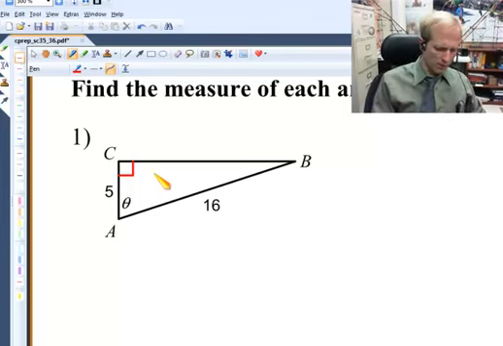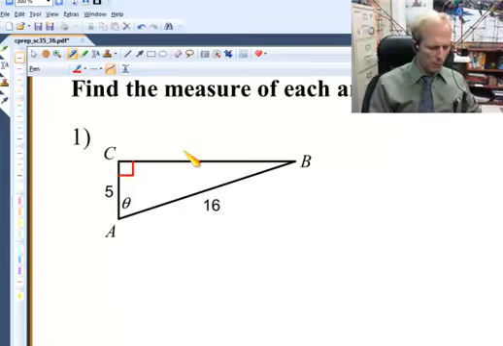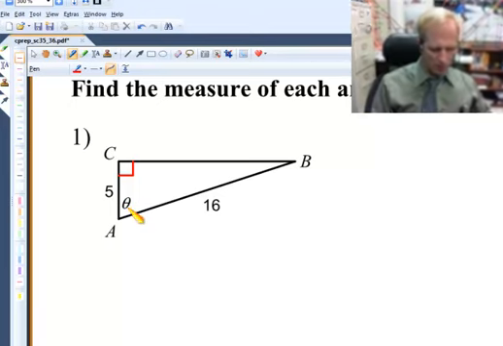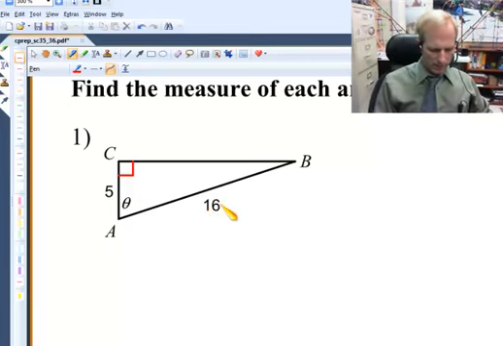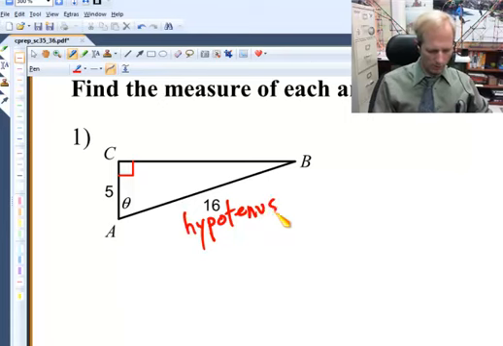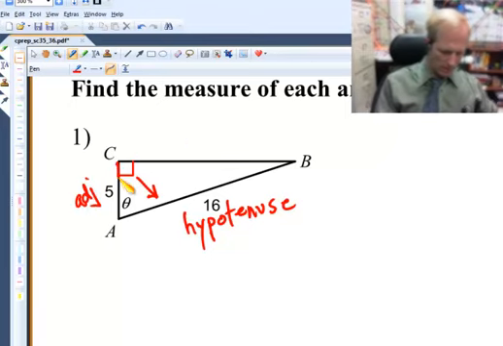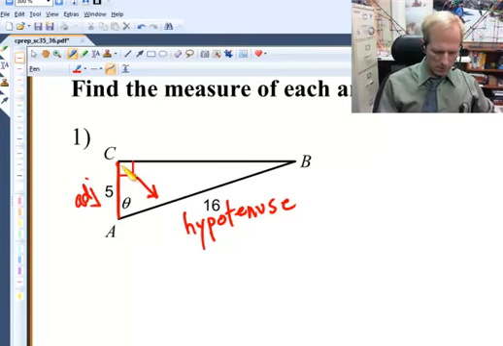first thing I want to do when I'm asked to find an angle is to identify which sides are known relative to that angle. So relative to angle theta here, the side that is 16 is the hypotenuse, because it's always across from the right angle, which is angle C. And then the one that's 5 is the adjacent side. And it's the adjacent because it forms a part of one side of the angle itself.